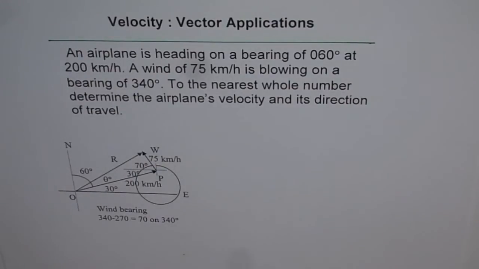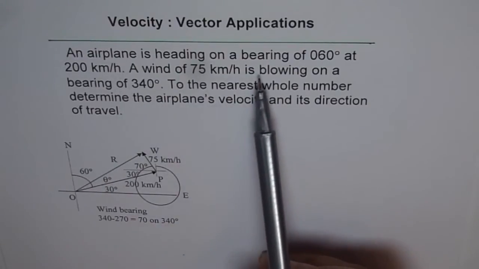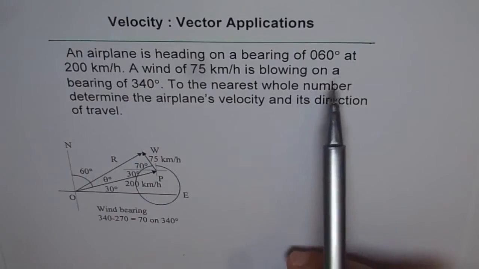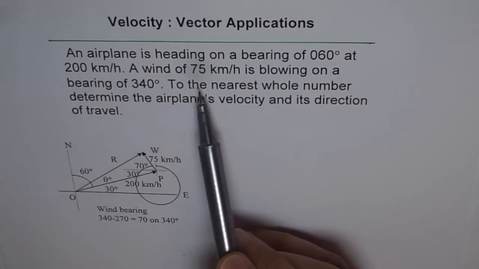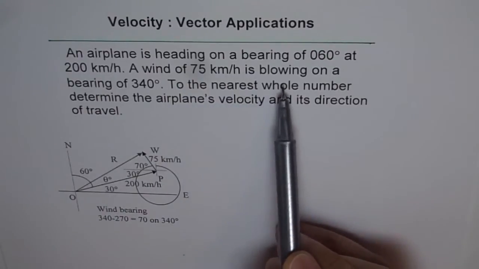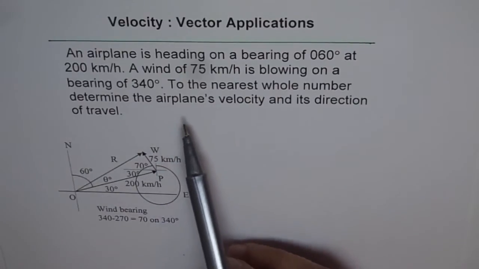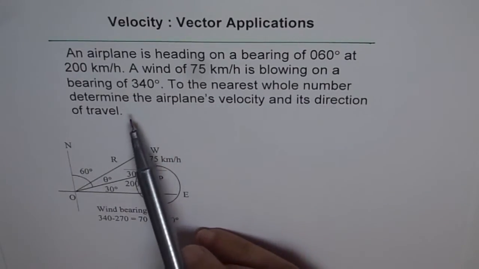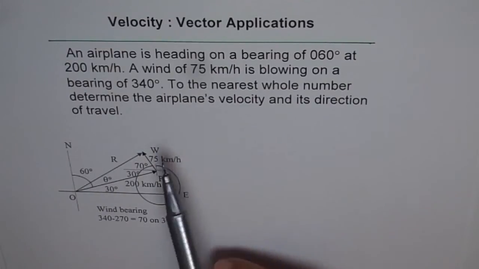So let's continue with some more applications of vectors. And here we're talking about velocity, relative velocity at times. An airplane is heading on a bearing of 060 degrees at 200 kilometers per hour. A wind of 75 kilometers per hour is blowing on a bearing of 340 degrees. To the nearest whole number, determine the airplane's velocity and its direction of travel.